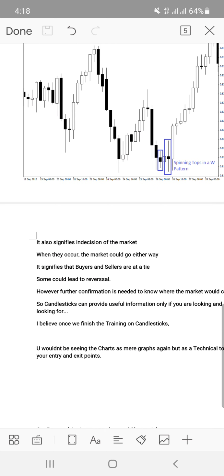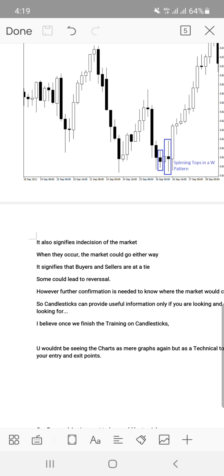So that's where we're going to stop in this part of the class. I have explained Doji. I've explained spinning tops. I've explained Marubozu. I've explained Haramis. I've explained hanging man. I've explained hammer. I've explained inverted hammer. I've explained shooting star.